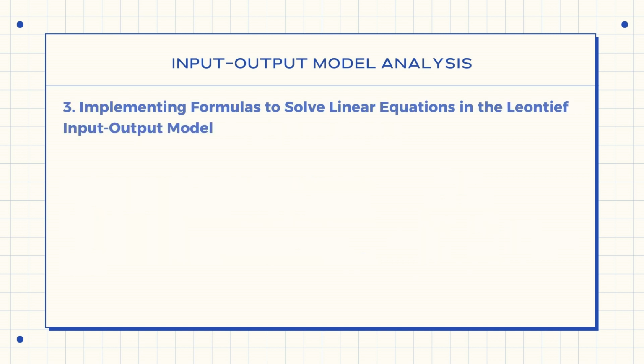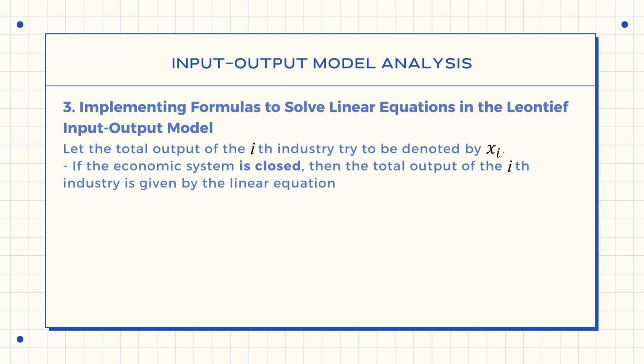The next step involves developing the problem further and implementing the relevant formula. To develop the Leontief input-output model further, let the total output of industry i be denoted by Xi. If the economic system is closed, meaning that it sells its products only to industries within the system, then the total output of industry i is given by a linear equation.